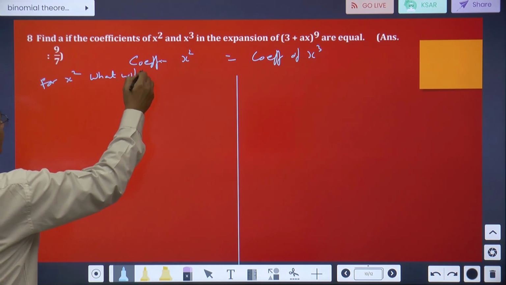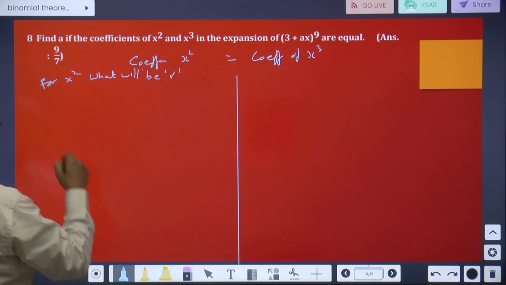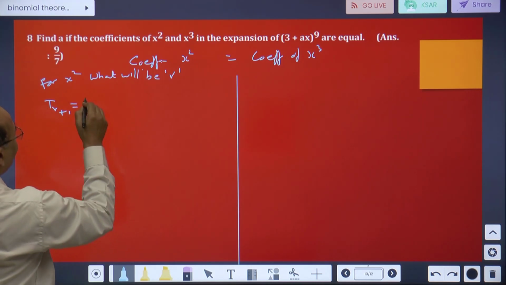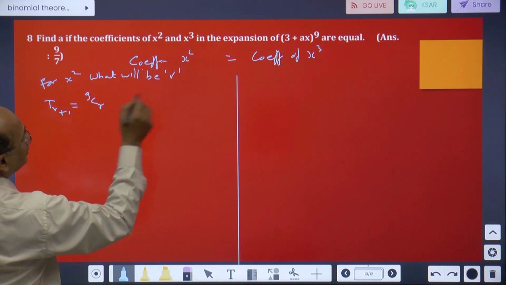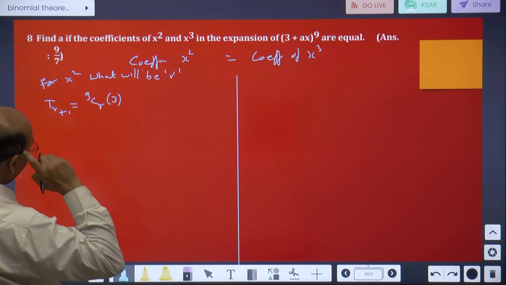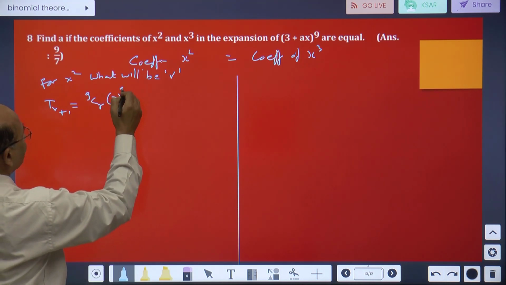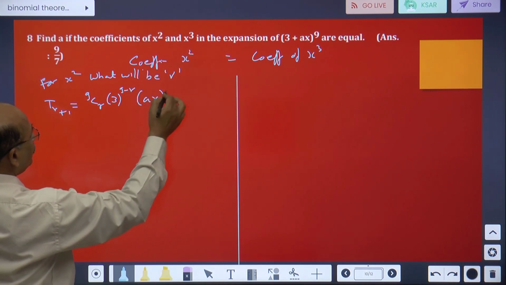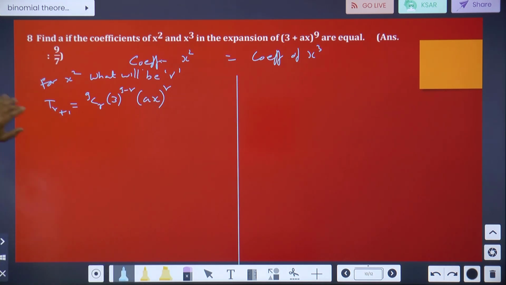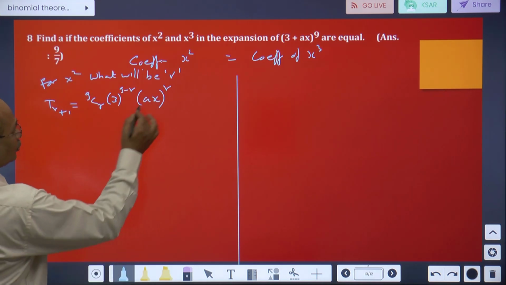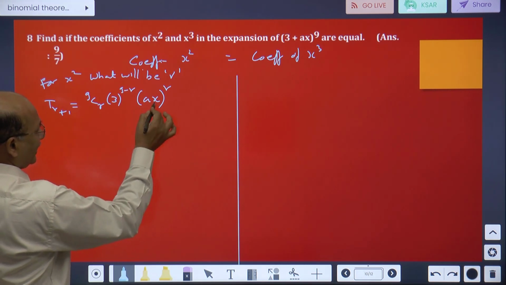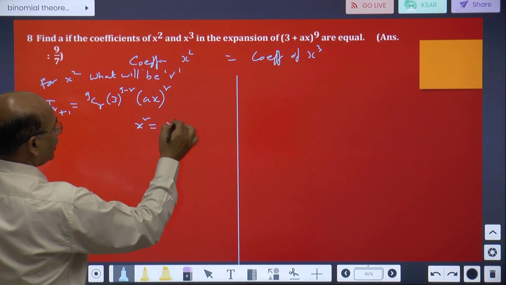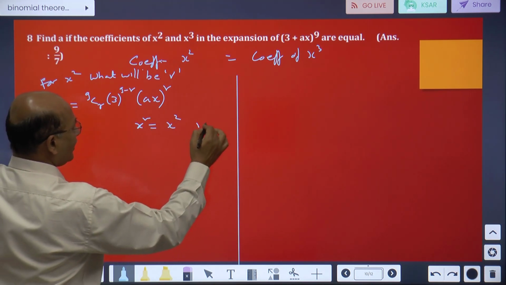What will be r? I am writing this so that you understand it. So T(r+1) is nCr, n is 9, 9Cr, first term raised to 9 minus r, and second term is ax raised to r. Now I want the x square, that is x raised to 2. There is only one x here, only one term of x is there. So x raised to r is x raised to 2. So what is my r? So r value is 2.